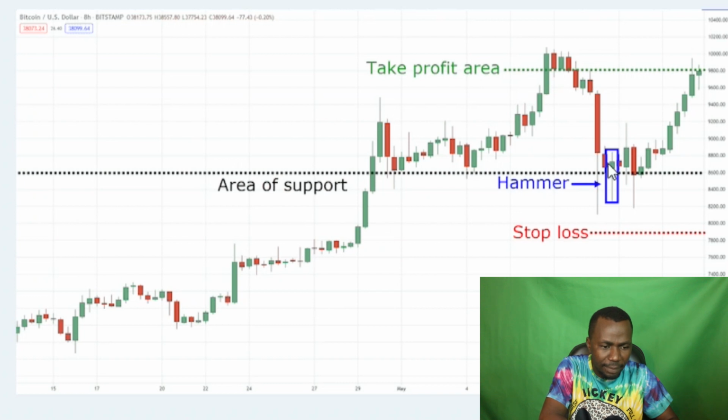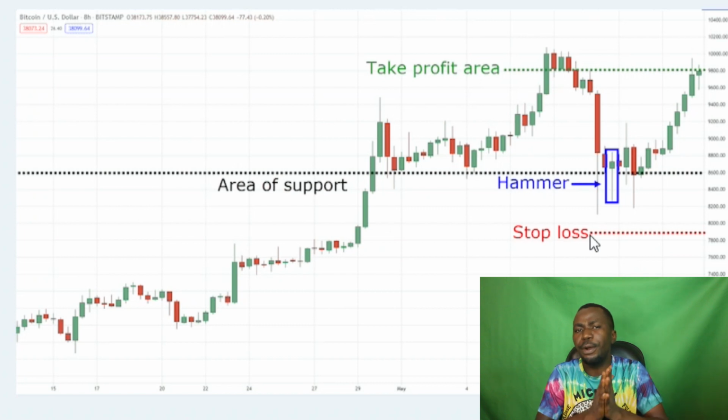So this is the hammer, right? This is the hammer we are talking about. Once you identify this hammer, you can see the long wick. This is your entry trigger. You wait for this hammer to close, this candlestick to close. Once this candlestick closes, you then place your buy trade and then put your stop loss a little bit below the support level. And then where will be your exit?